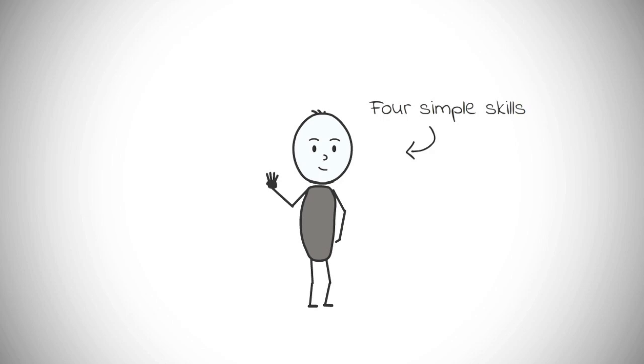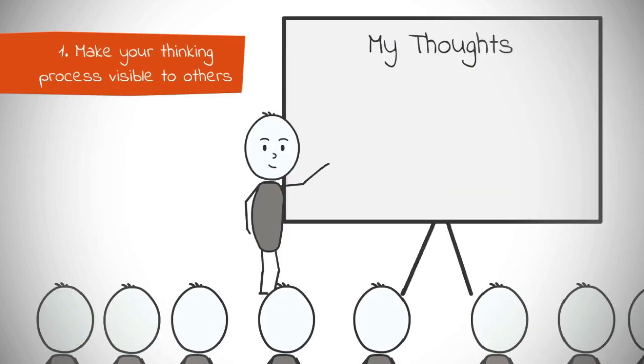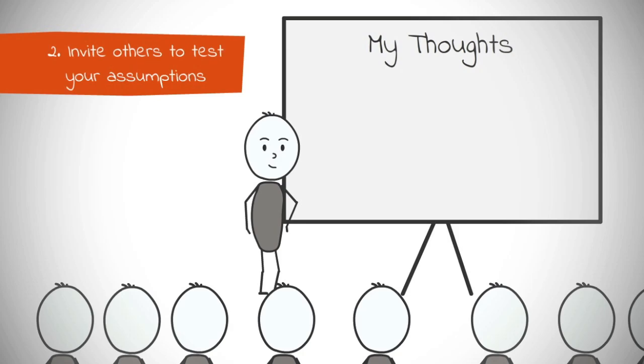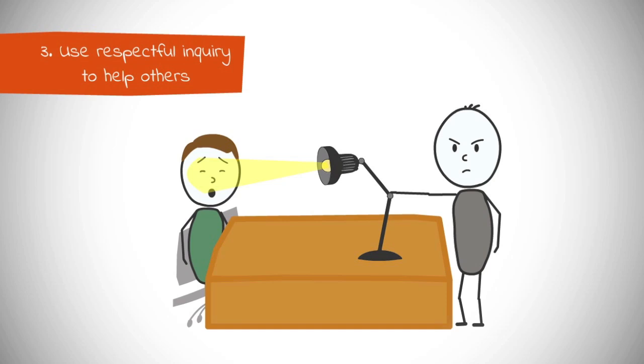There are 4 simple skills you can learn to stop you racing up the ladder. Number 1, make your thinking process visible to others by explaining your assumptions, interpretations, and conclusions. Number 2, invite others to test your assumptions and conclusions. Number 3, use respectful inquiry to help others make their thought processes visible. Use open and non-judgmental questions.